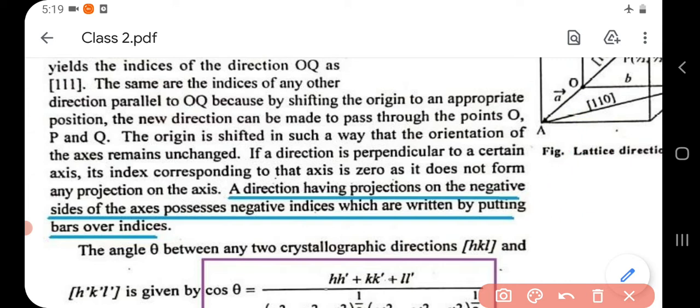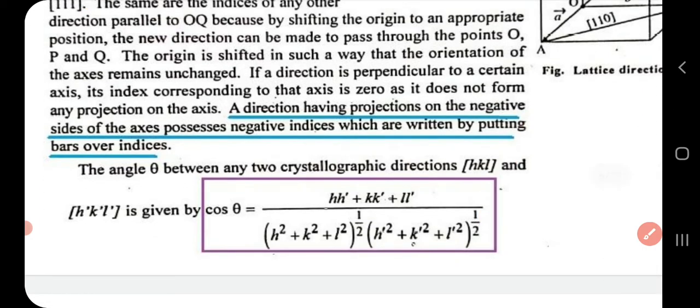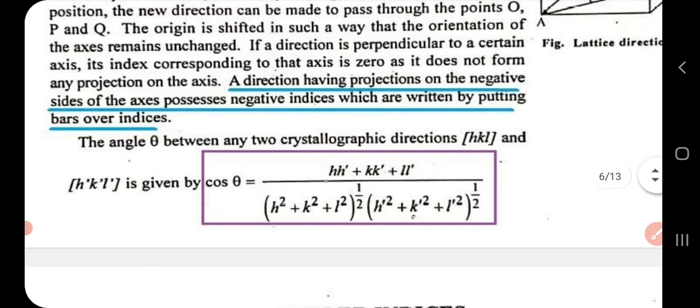Now the angle theta between the crystallographic directions hkl and h' k' l' is given by cos theta equals hh' plus kk' plus ll' divided by the root of h square plus k square plus l square, into the root of h' square plus k' square plus l' square.